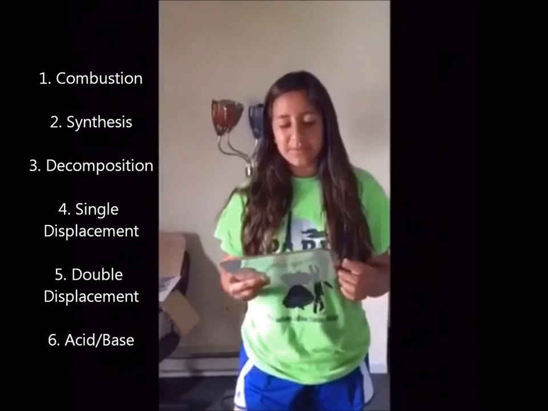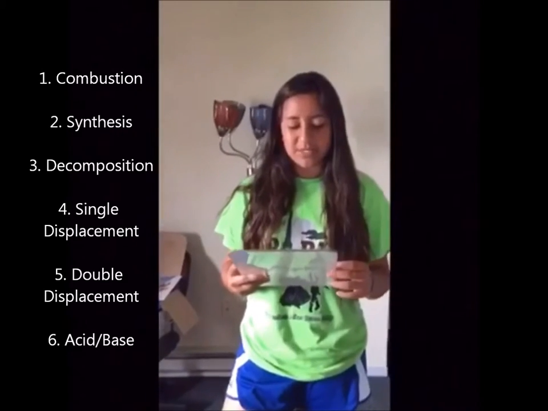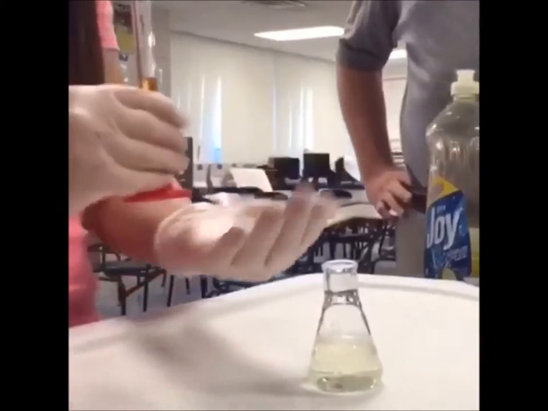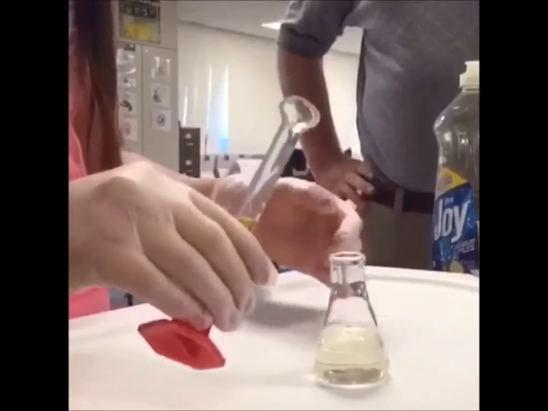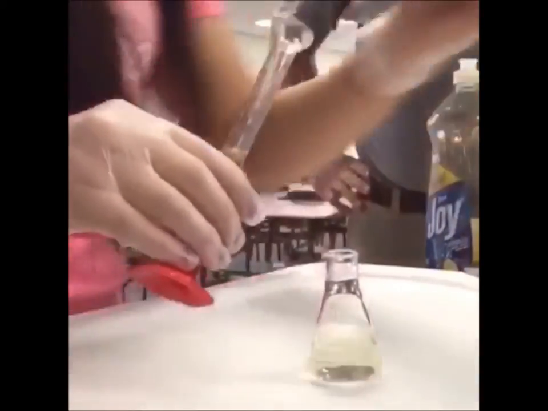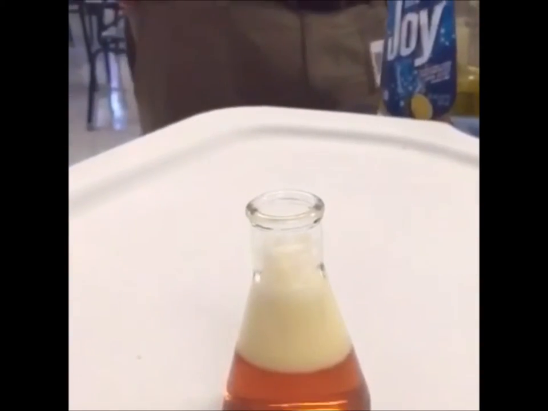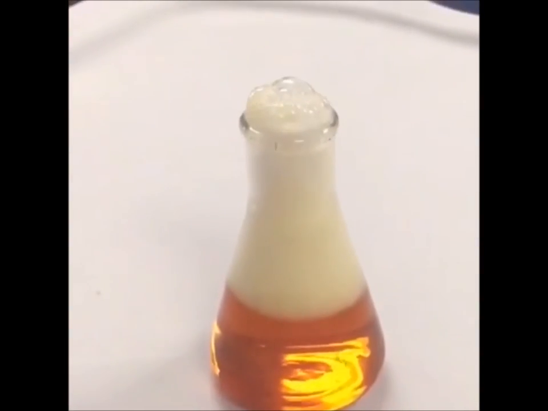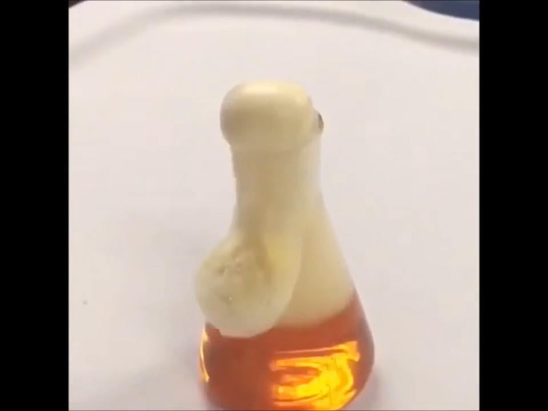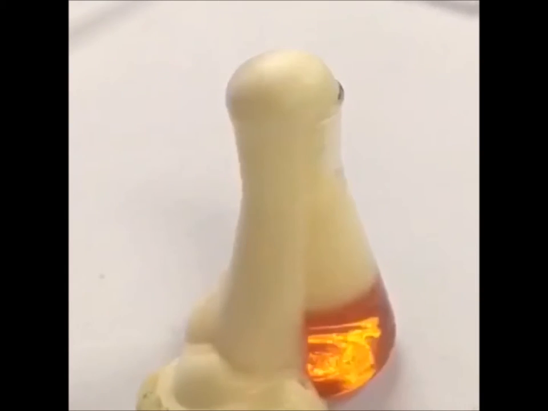The 6 types of chemical reactions are combustion, synthesis, decomposition, single displacement, double displacement, and acid-base. In this reaction, we use hydrogen peroxide, dish soap, and potassium iodide. This was an example of a decomposition reaction.